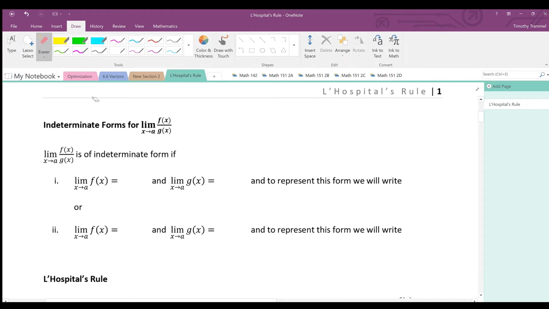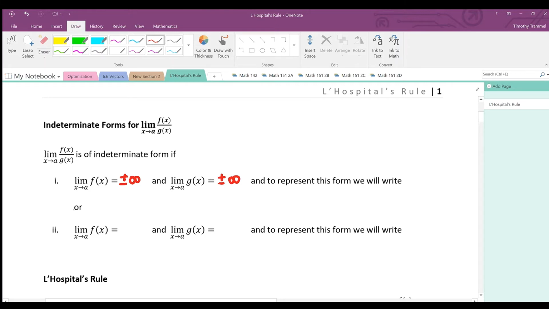So for one, when we use L'Hopital's rule, we'll be thinking about taking the limit of a quotient, so a function over another function. And it has to be the case that the limit in the numerator is plus or minus infinity, while the limit in the denominator is also plus or minus infinity. And so it's okay if these alternate. It's okay if one of these is positive infinity while the other one's negative infinity.